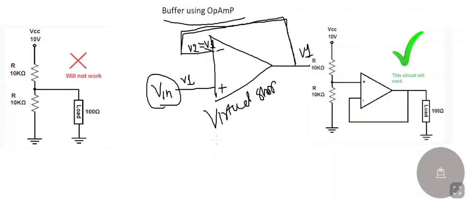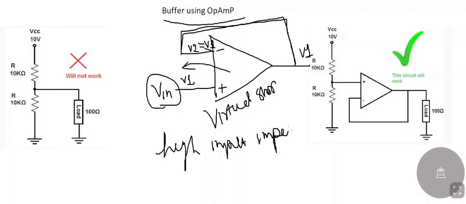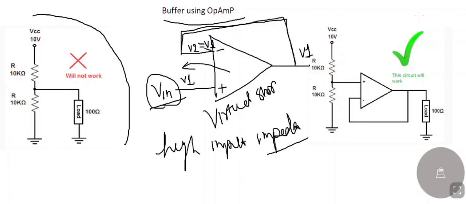So by using this concept, I can say that a buffer is a high input impedance circuit that accepts the input voltage and outputs the same voltage. That is a buffer. Now there are two circuits I have drawn. One is this voltage divider and one is this op amp circuit.